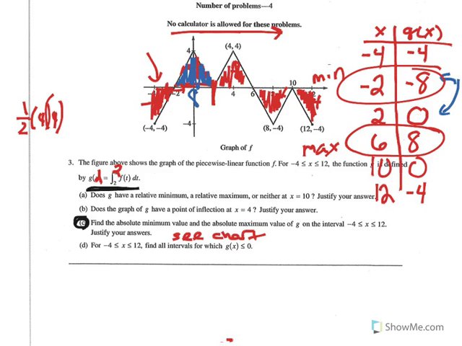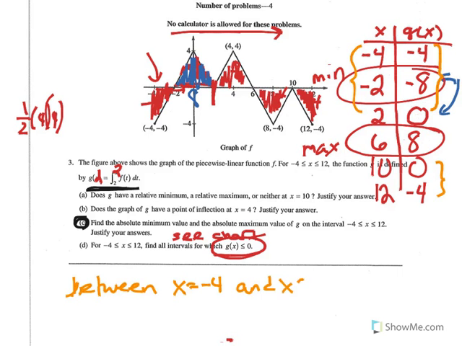Okay, so the last part of this problem asks for intervals for which g of x is less than 0. So I'm going to look at my chart here. g of x is less than 0 in this interval right here between negative 4 and 2. And it's also less than 0 after it drops below 10. So the two regions are between x equals negative 4 and x equals 2, and x equals 10 and x equals 12. You can write in whatever format you want, but that format is fine.